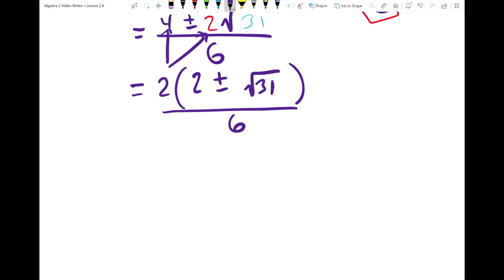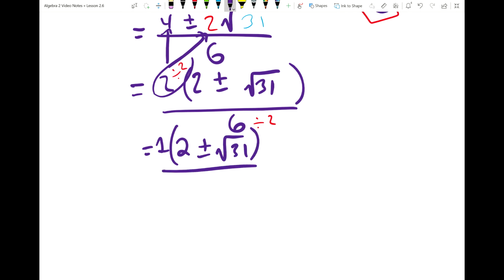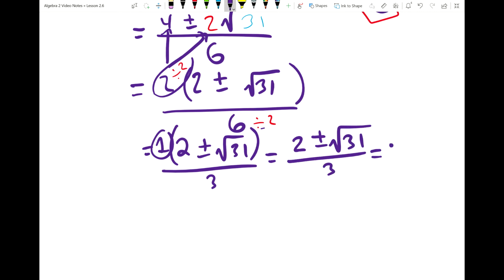Okay, so this is a fraction right here. We can reduce that fraction by dividing by 2 on the top and bottom. In that case, 2 divided by 2 is 1. So we've got an invisible 1 here, 2 plus or minus the square root of 31 over, and then 6 divided by 2 is 3. We don't like to write that invisible 1, so I'm not going to write it anymore. And I've got 2 plus or minus the square root of 31 over 3, and this is equal to x.